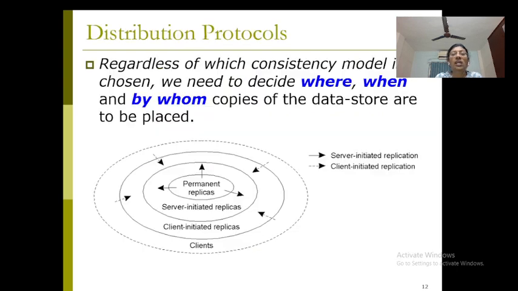Distribution protocols. Regardless of which consistency model is chosen, we need to decide where, when, and by whom copies of the data store are to be placed. Dotted lines indicate client-initiated replication and solid lines indicate server-initiated replication.